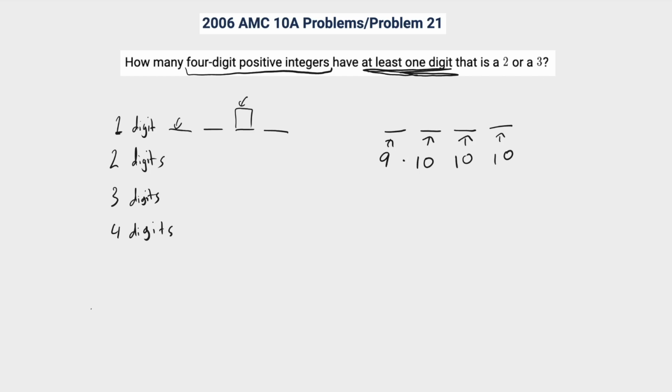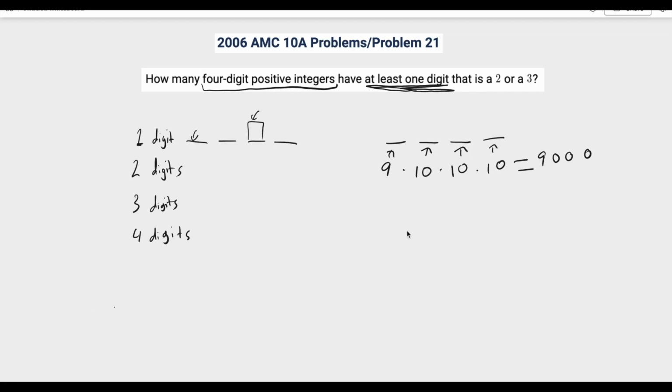And now to find the total number of 4-digit integers there are, we'd have to multiply this out. So we do 9 times 10 times 10 times 10. And this yields 9,000.